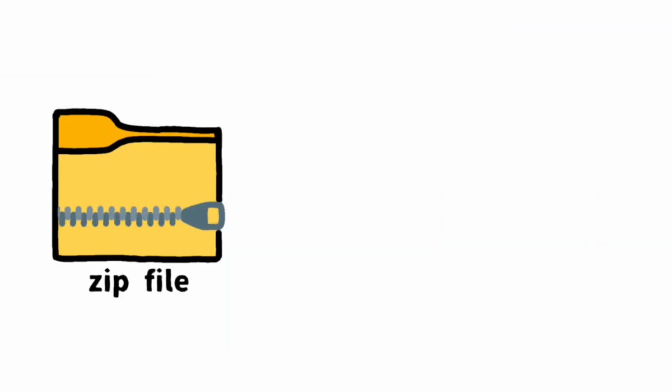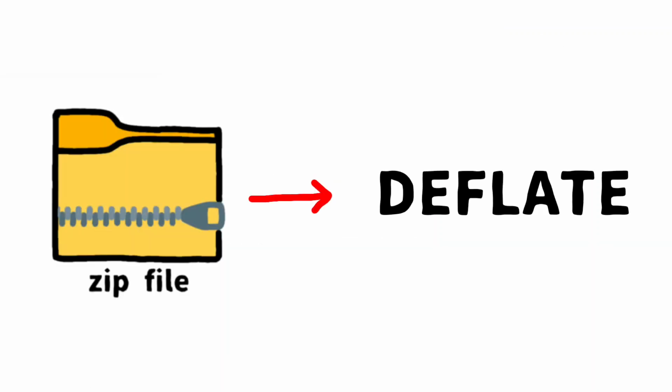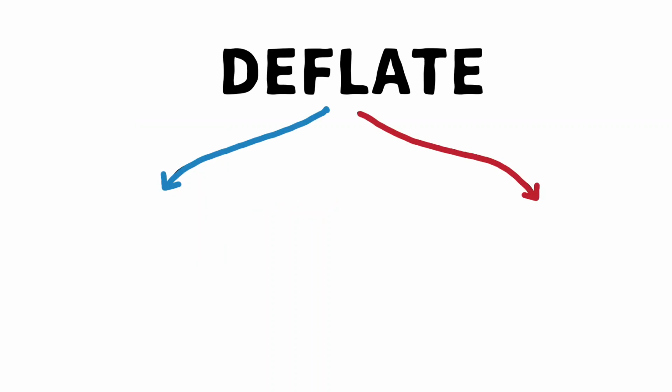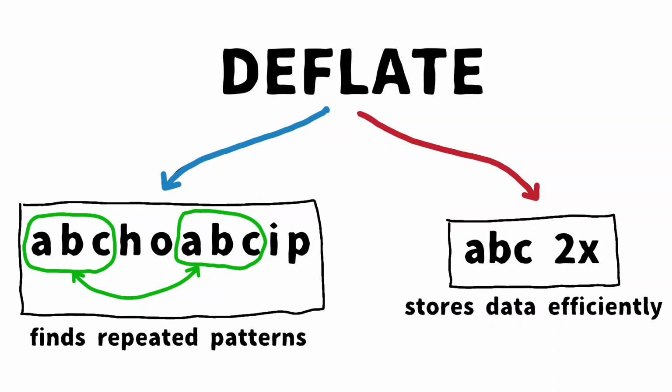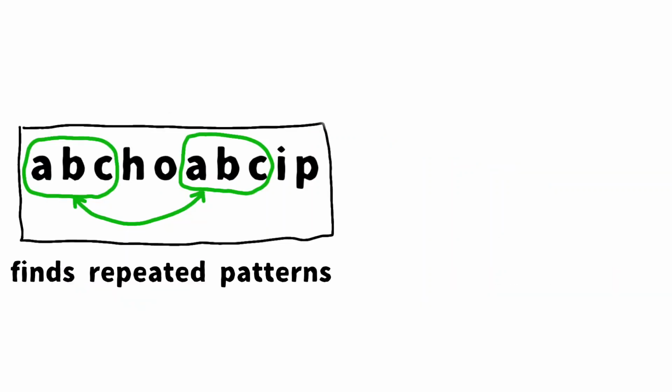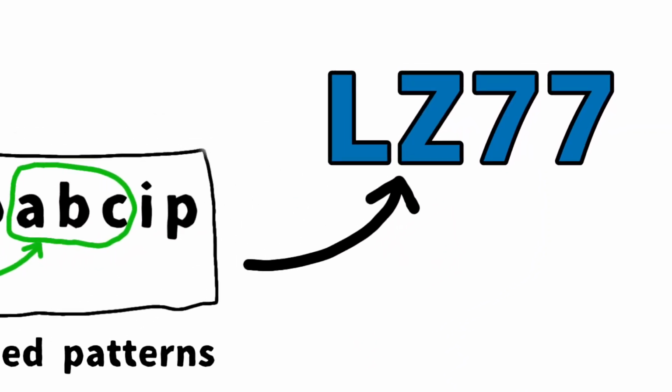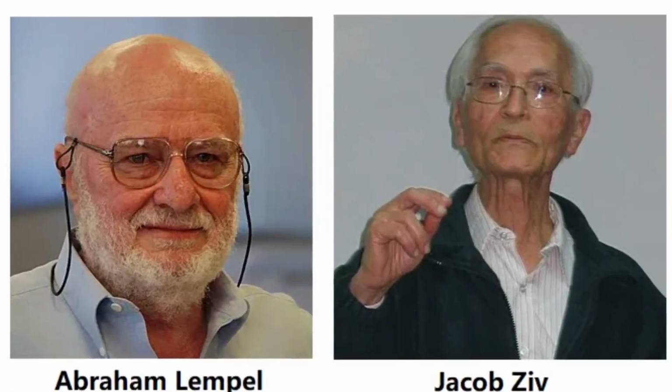A standard zip file uses a compression method called DEFLATE. DEFLATE works in two stages. First, it finds repeated patterns in your data. Then, it stores the remaining data as efficiently as possible. The first stage uses an algorithm called LZ77, developed by Abraham Lempel and Jakob Ziv in 1977.